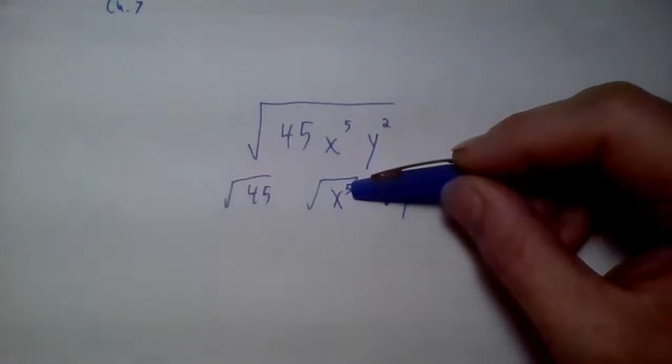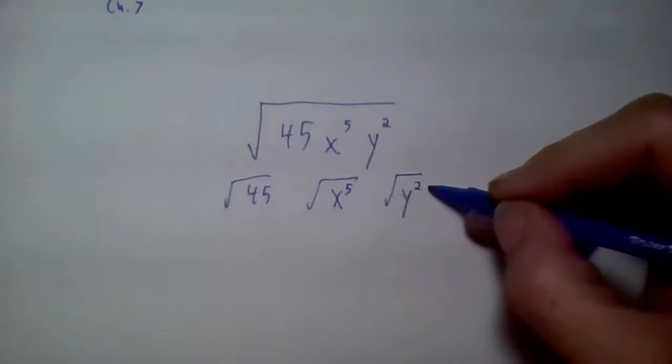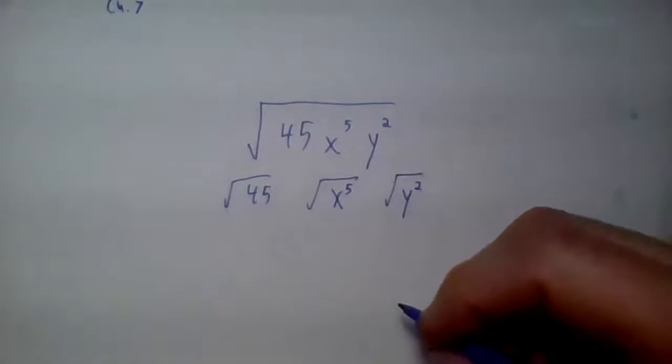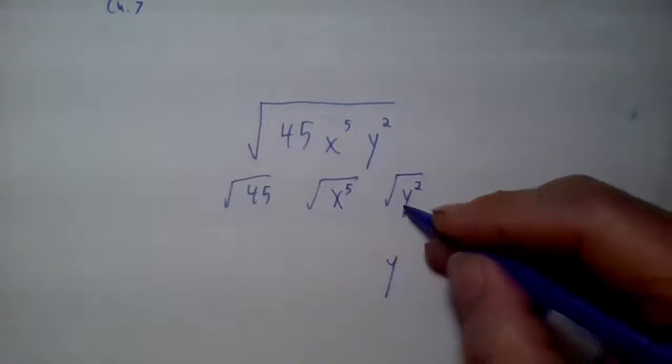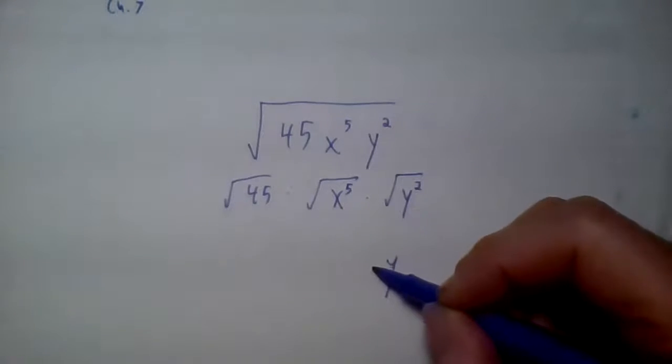For these, is it a perfect square means is it an even exponent? Is that number something I can divide by 2? So the answer is no here, and the answer is yes on this one. This is a perfect square, of course. The square root of y squared is just y. So to get rid of the radical on this piece, these are multiplied.